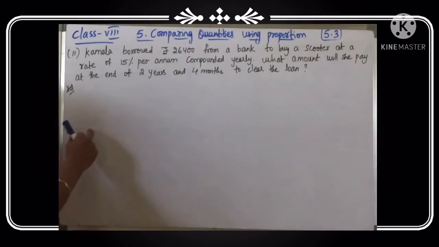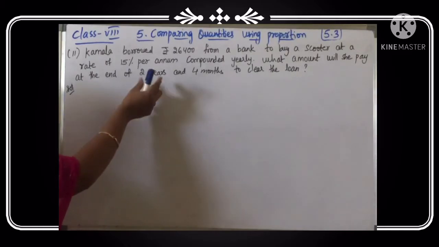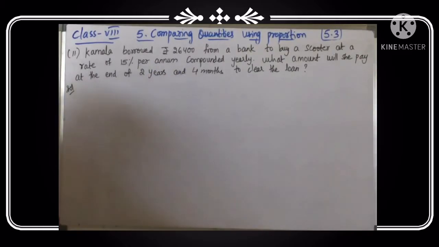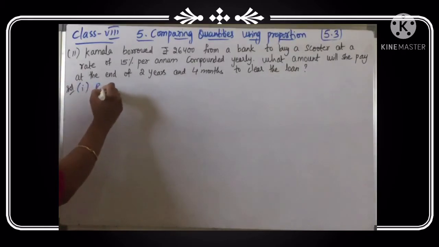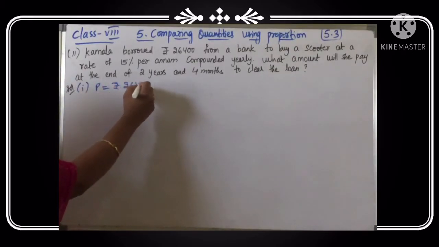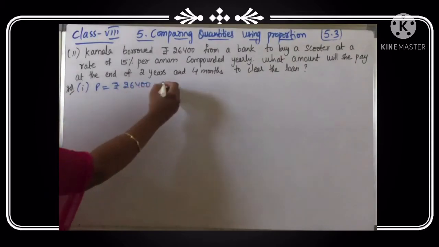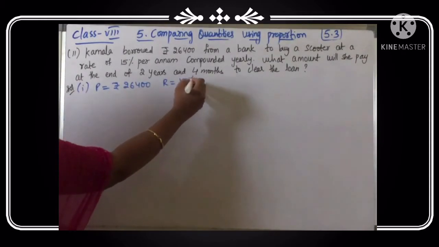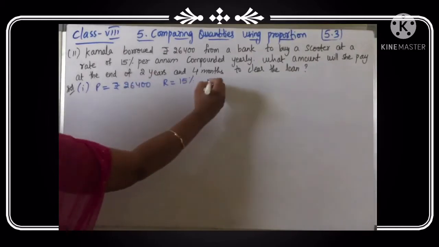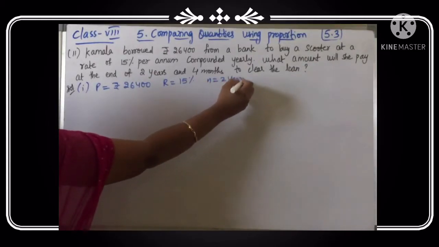So in the formula we will take only years. So first we will find for the years, then for 4 months we need to find. So the sum is 2 parts. First we are going to find the compound interest for 2 years, children. Here P is nothing but 26,400, and what is the rate of percent? 15%. And what is the n year? First we need to take 2 years, right?